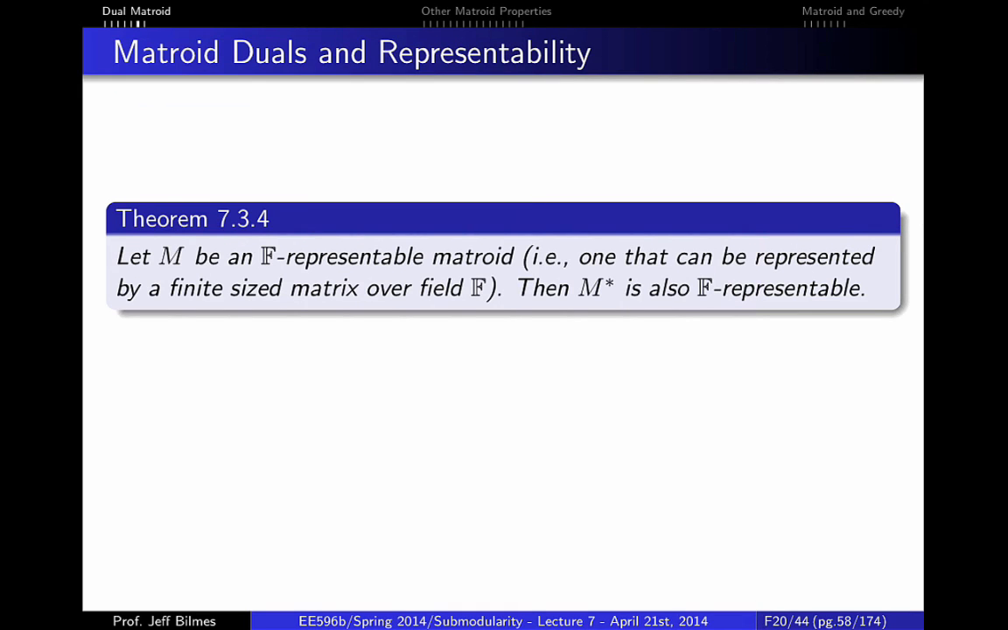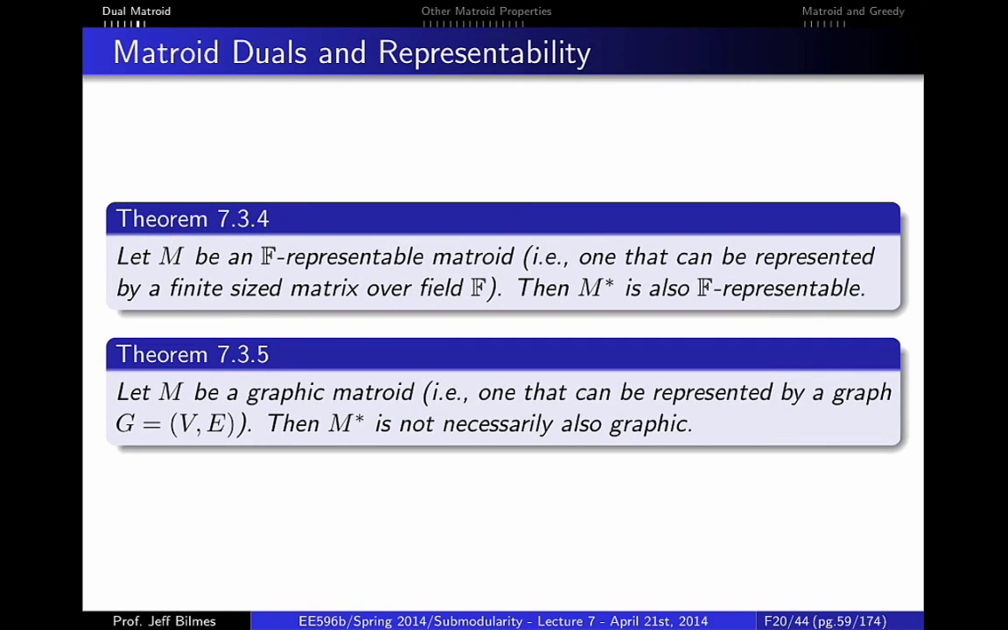Okay. Now here's a notion of matroid duals and representability. So basically we have this F-representable matroid. Does the dual allow us to leave the space of F-representable matroids? We hinted at, though we didn't actually give an example yet, that not all matroids are necessarily F-representable. But it turns out that taking the dual of a matroid doesn't leave the space of F-representable matroids.